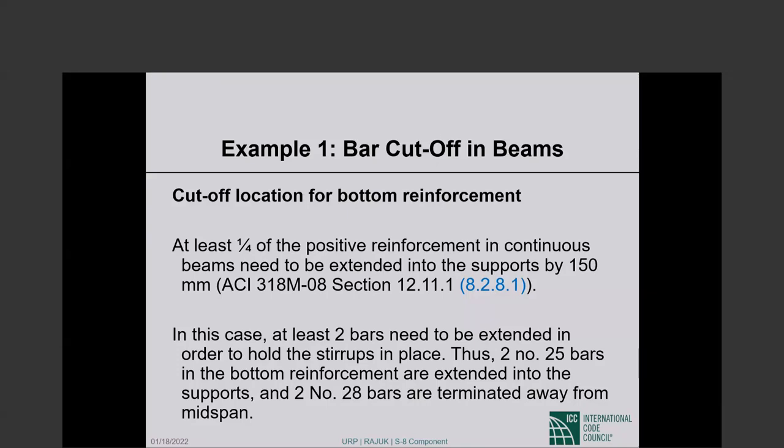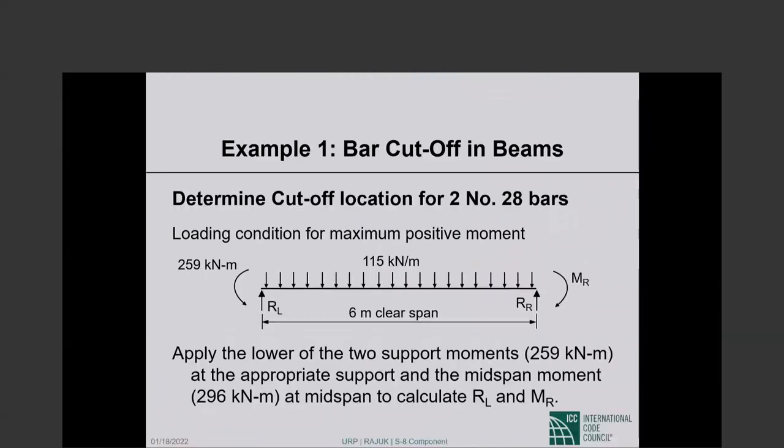Thus, 2 number 25 bars in the bottom reinforcement are extended into the supports, and the 2 number 28 are terminated away from midspan. Okay, makes sense. 2 number 25 are continued, 2 number 28 are cut off at suitable locations. So determine the cutoff location for the 2 number 28 bars.